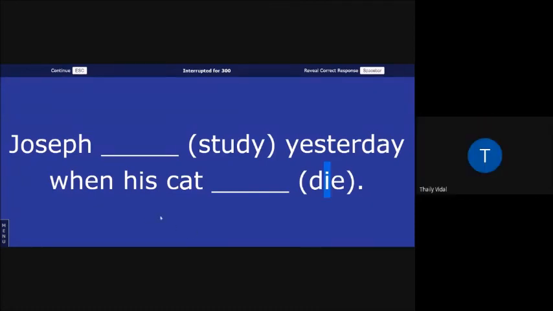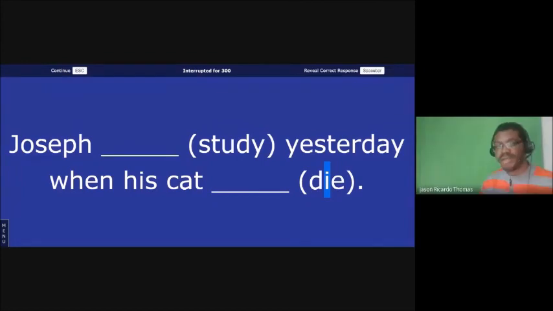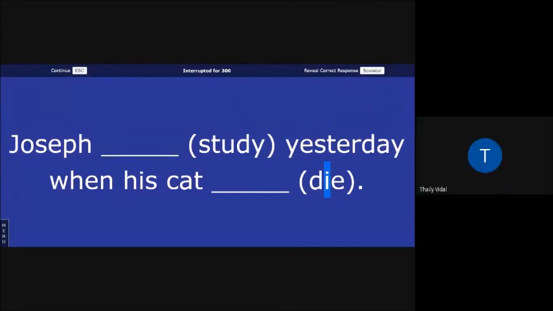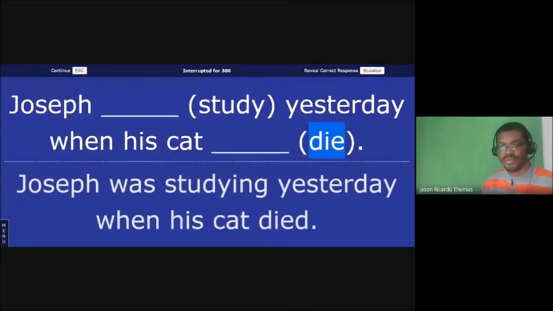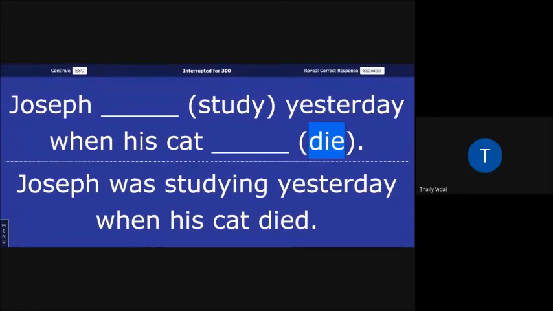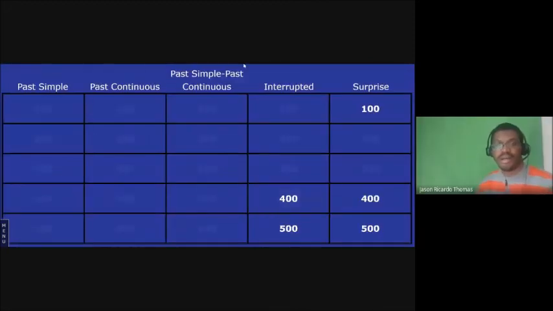Joseph is studying. Studying. Yesterday when his cat was. No. And his cat died. He was? Joseph was studying yesterday when his cat died. Exactly. All right.